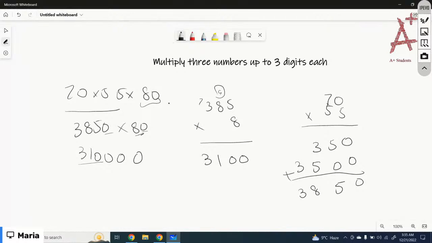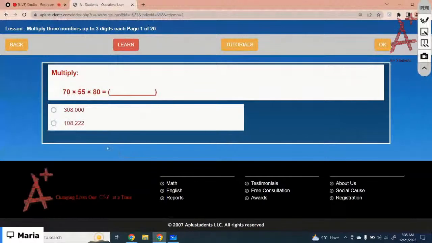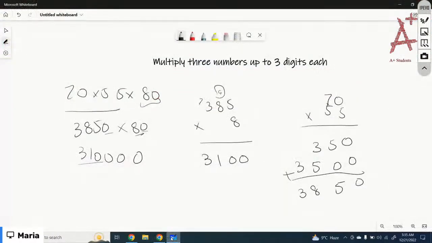When you multiply the three numbers, the answer is... Let me just check. 8 times 5 is 40, 0, 4 carry. 8 times 8 is 64 and 4 is 68, 8 and 6 carry. 8 times 3 is... wait, let me just check on the calculator. 70 times 55 is 3850 and 3850 times 8 is... 8 times 0 is 0. 8 times 5 is 40, 0, 4 carry. 8 times 8 is 64 and 4 is 68. Got it? So here you have 8.